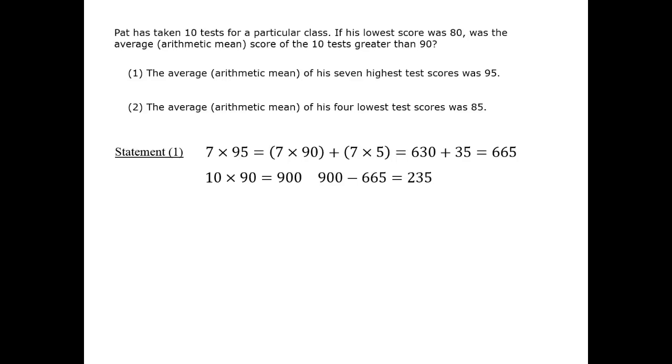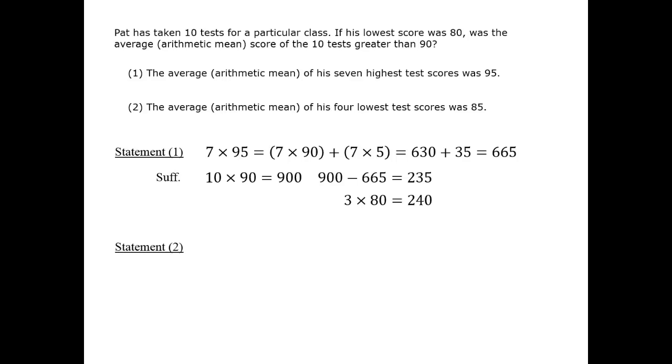Since the minimum score is 80, the bottom 3 must sum to at least 240, which is greater than 235. Therefore, the sum of all 10 must be greater than 900, meaning the average of all 10 must be greater than 90. We are able to answer the question definitively, so statement 1 is sufficient.